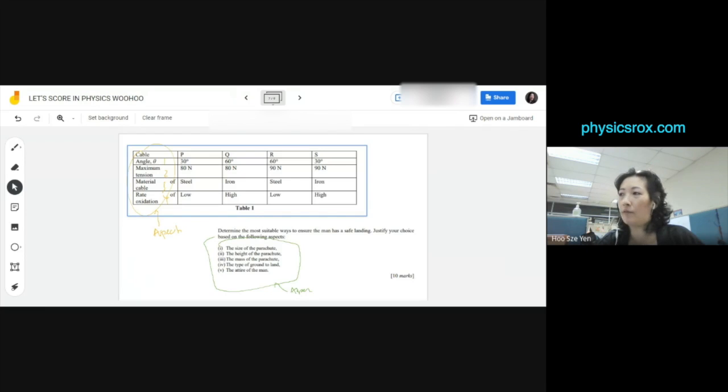I've done this with my Form 4 class, but I'll repeat this again because I know you all have memory of goldfish, like Miss Ho. So you need to be reminded.